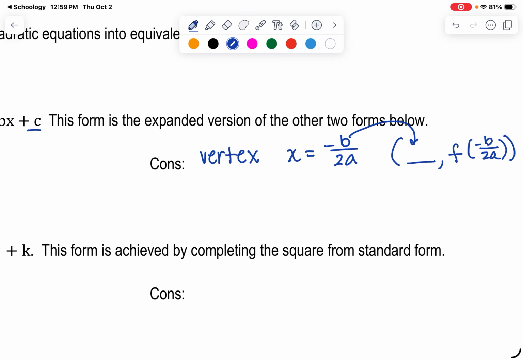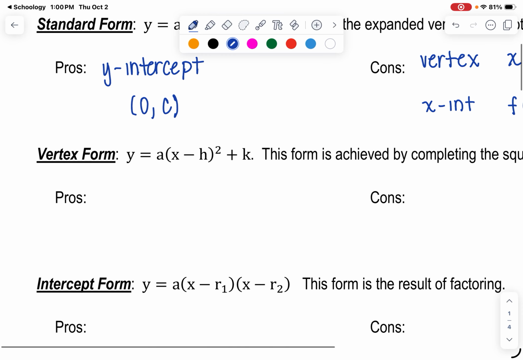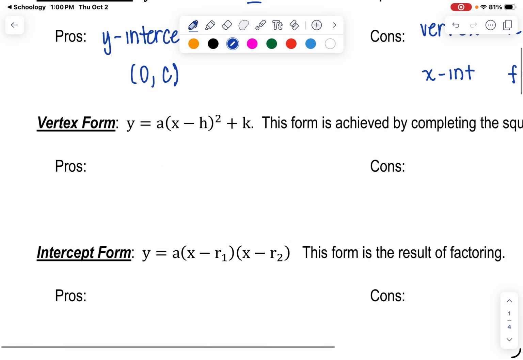It's not difficult, and then the other con is that you have to do work to get your x-intercepts. You have to set the function equal to 0 and solve to get your x-intercepts. So set the function equal to 0, and then you'll have your x-intercepts. And remember, x-intercepts are ordered pair points.